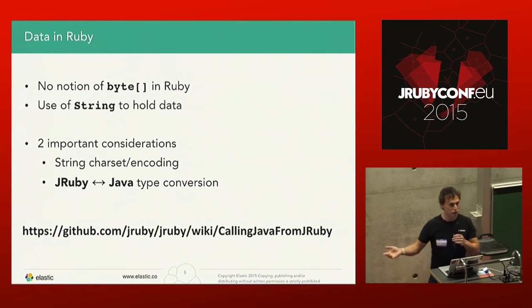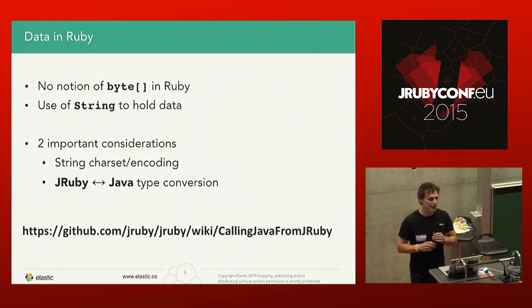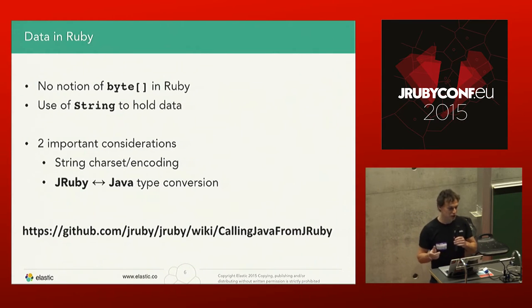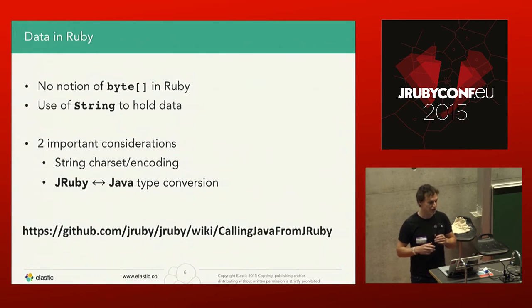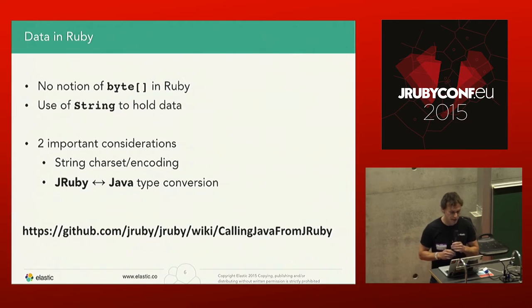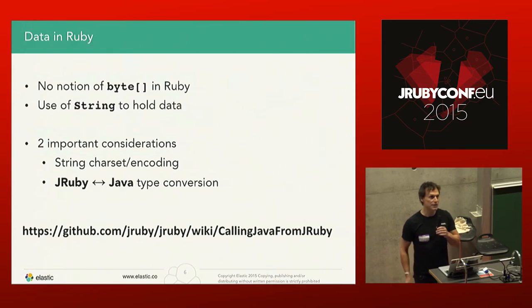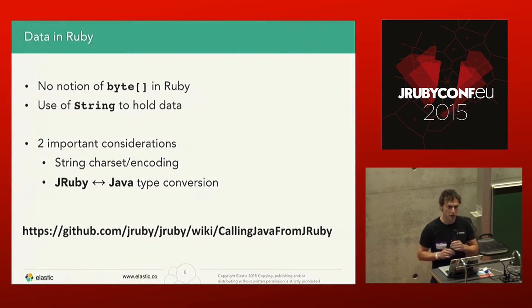And if you're calling out to Java classes, then you have to pay attention to the actual type conversion that occurs between Ruby, JRuby, and Java. There's a very nice wiki for that that explains some of the pitfalls and some of the techniques you can use to get more speed. I urge you to look at that if you ever want to play with crossing the world between Ruby and Java.